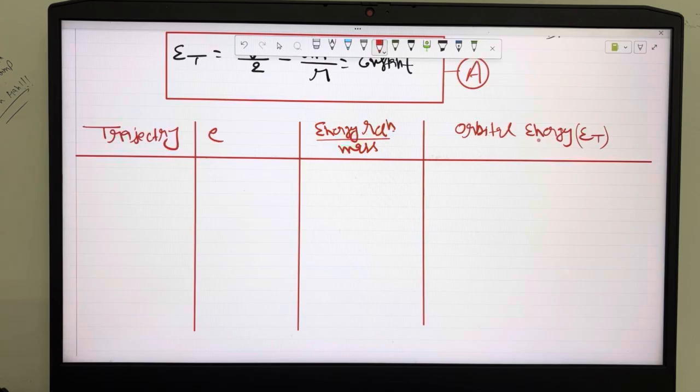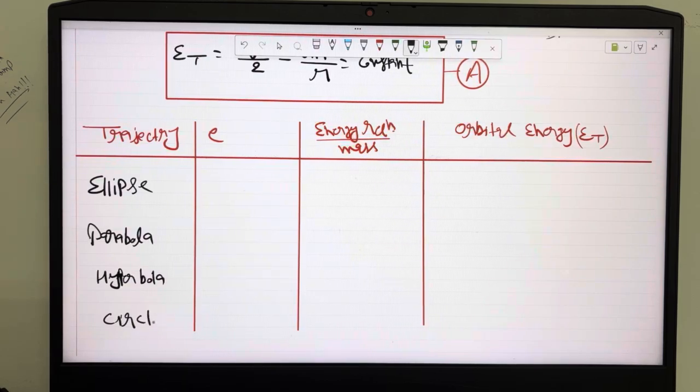Okay, now write ellipse first. Guys, please remember this table. Then you write parabola, then hyperbola, then circle. For ellipse, eccentricity is less than 1, for parabola eccentricity is equal to 1, for hyperbola eccentricity is greater than 1, and for circle eccentricity is equal to 0.